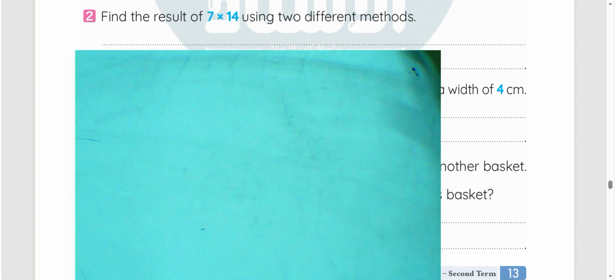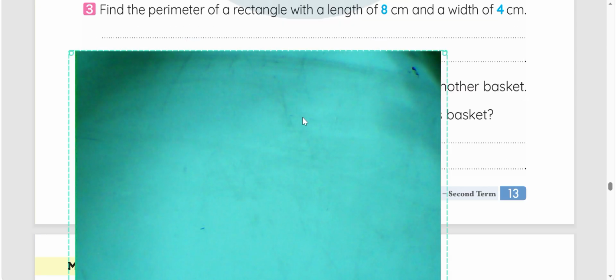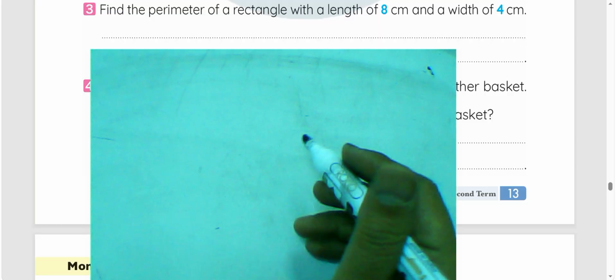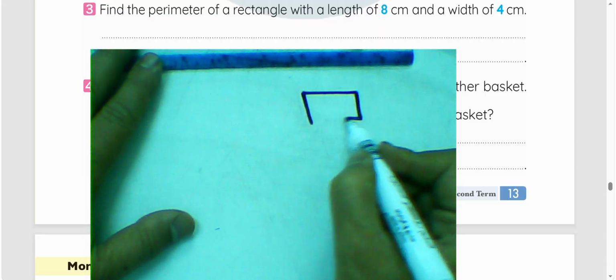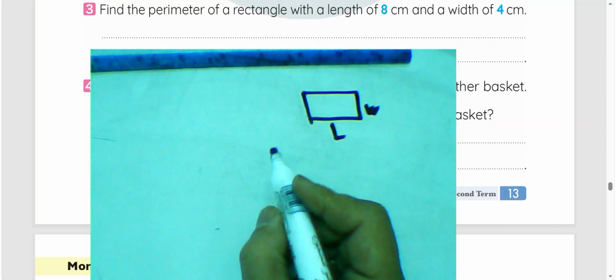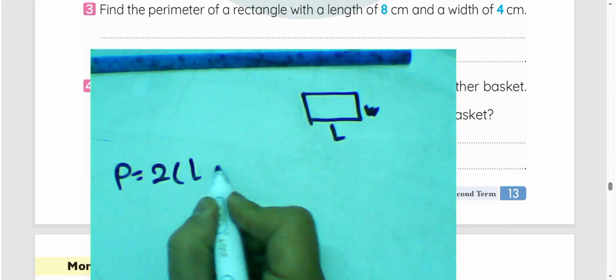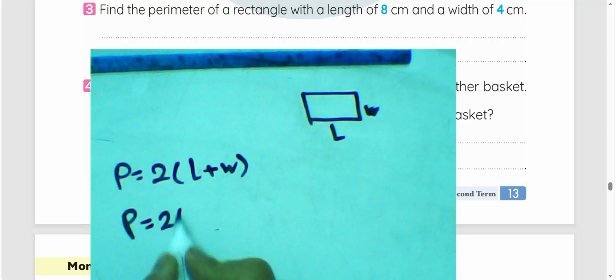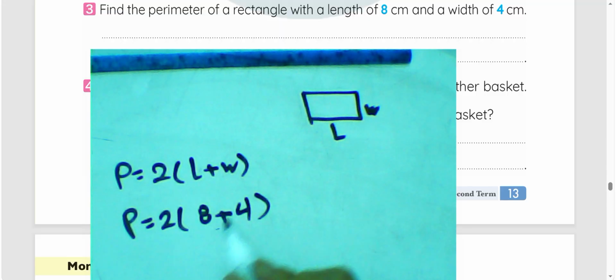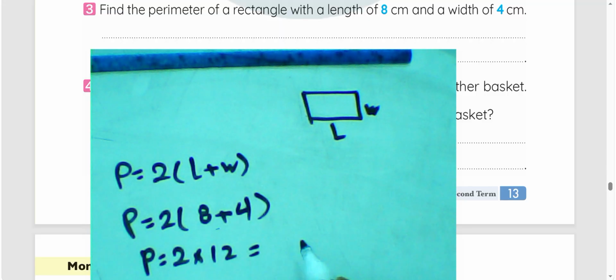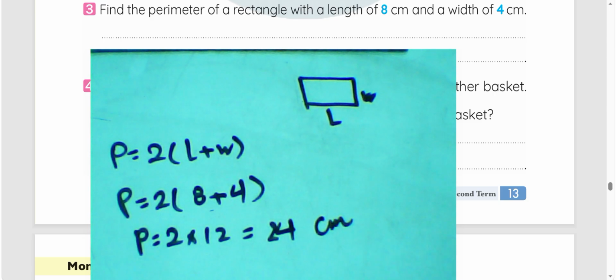Next question. Find the perimeter of a rectangle with length 8 cm and width 4 cm. We know perimeter equals twice the sum of length and width. We have two dimensions here, length and width. Length was 8 cm and width was 4. The perimeter equals 2 times the sum of 8 and 4, which is 12. 2 times 2 is 4, and 2 times 1 equals 2. Then the result will be 24 centimeters. The perimeter of a rectangle is twice the sum of length and width.